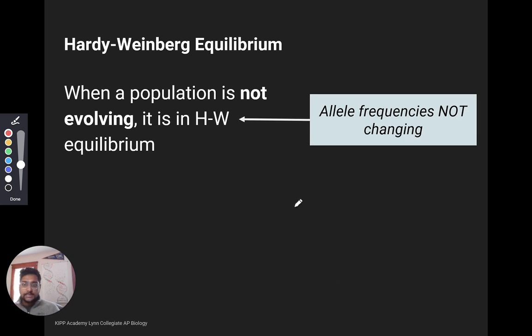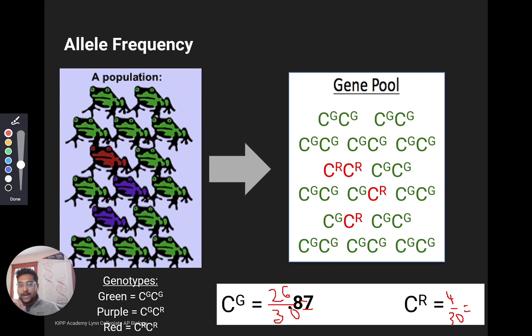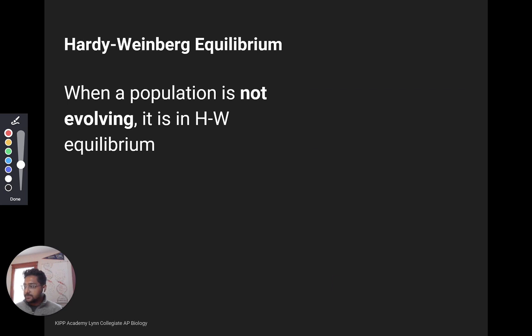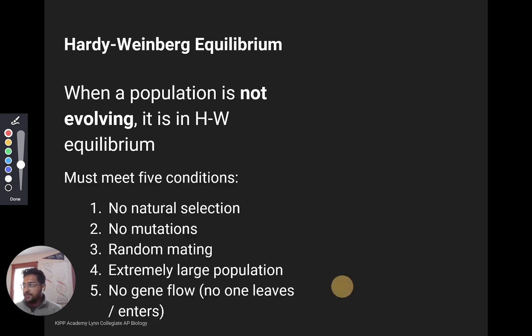Which means, when we say not evolving, we mean that allele frequencies are not changing. And so when we look at our population, the frequencies that we saw of those alleles should stay the same. Essentially, if our population of frogs was not evolving, what we would see is 0.87 every single time. We would not see this population change from this frequency over many generations. Allele frequency is not changing.